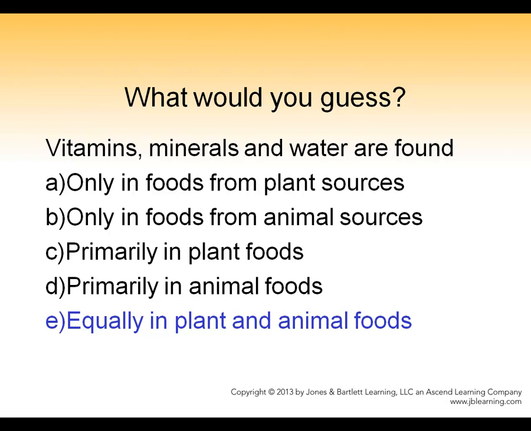If you were to just count how many vitamins are found in plant foods only, how many vitamins are found in animal foods only, and the same with minerals, you will find that there are more of the vitamins found in plant foods than in animal foods. When it comes to water, though, water is found pretty much equally in plants and animal foods.